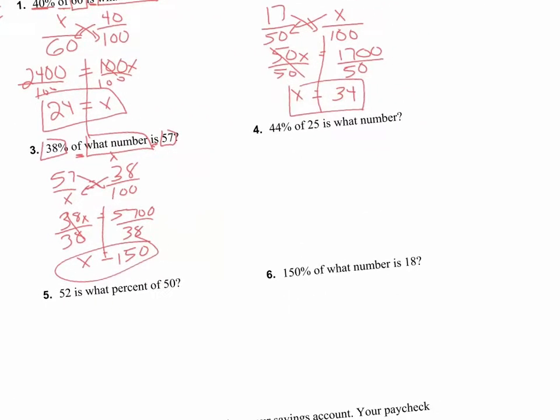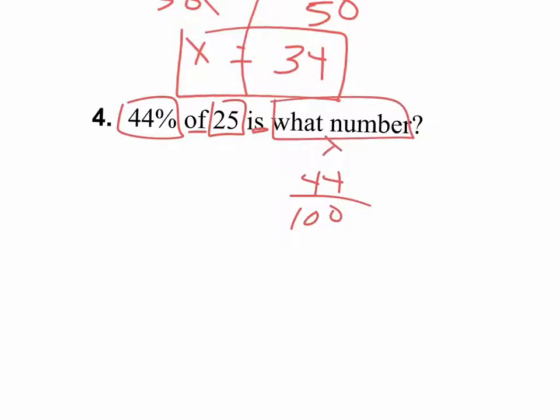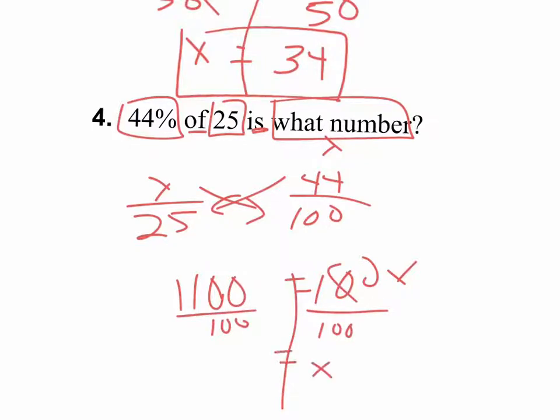Okay. All right. 44%. That goes over 100. We should know that right away. 44 over 100. Of 25. Of is what number do we know? That's going to be my x. So of 25, so 25 is on bottom because is over of. Is what number? x. I don't know. So x times 100 is 100x. 44 times 25 gives you 1,100. Okay, draw my line, divide by 100. x is equal to 11. All right, keep on moving.